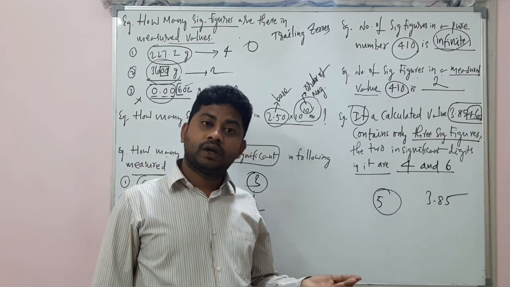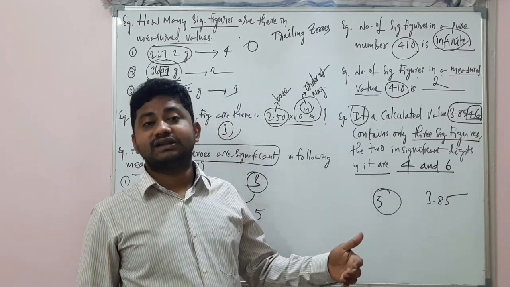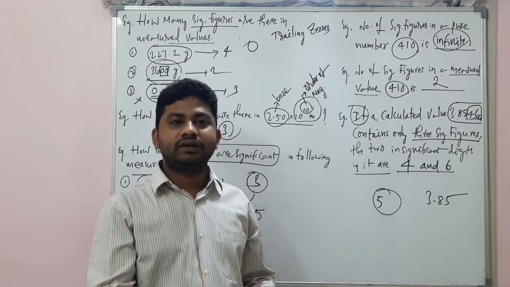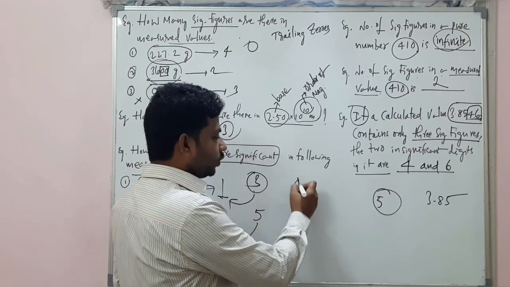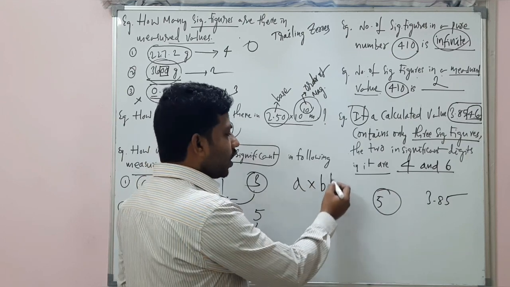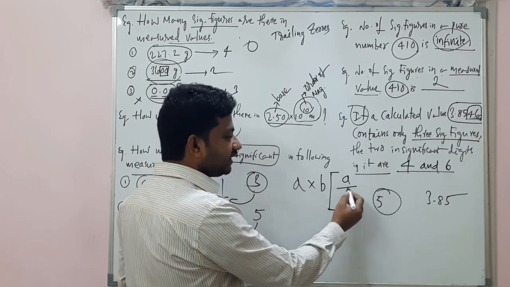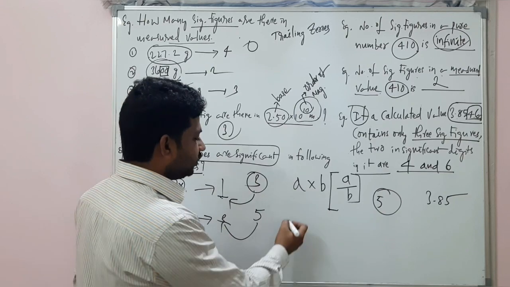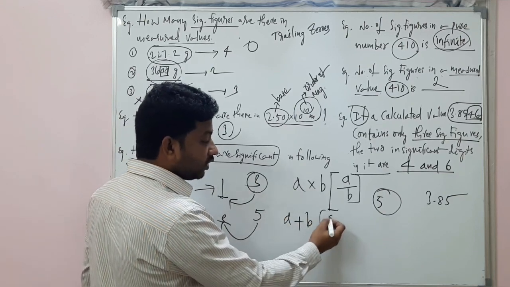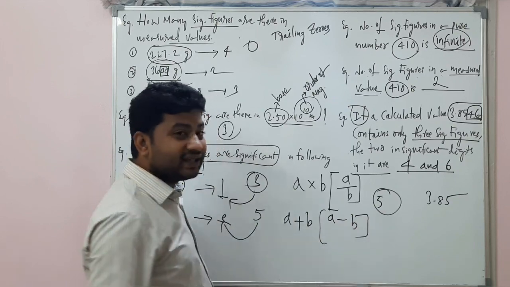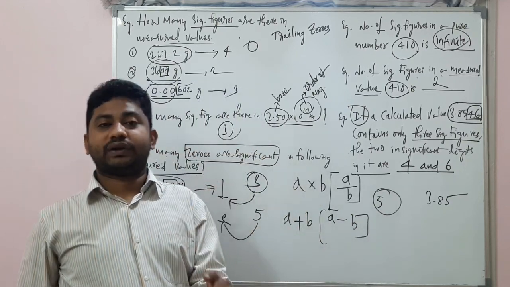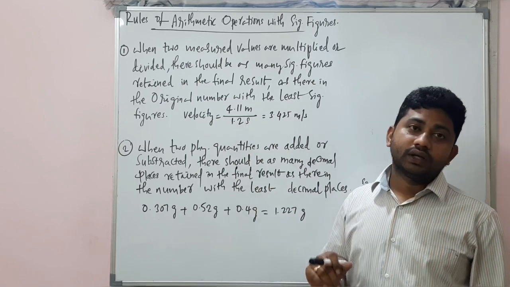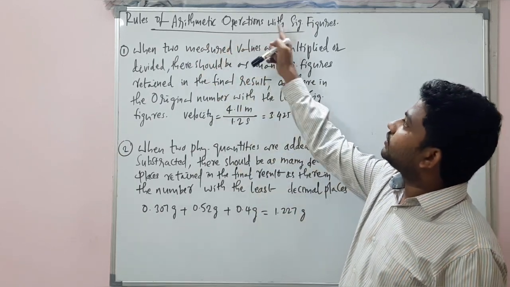Understand? Clear? So now, let's see, there are some rules with respect to significant figures when you are multiplying two physical quantities or when you are dividing two physical quantities. When you are adding two physical quantities and when you are subtracting two physical quantities, there are some rules you need to focus on with respect to significant figures, and let us discuss that. Well, my dear students, look at the rules of arithmetic operations with significant figures.